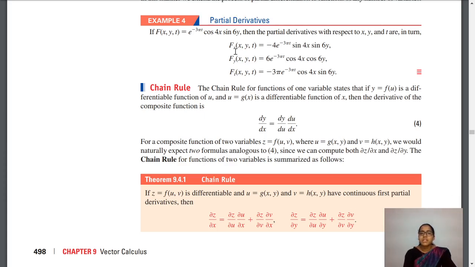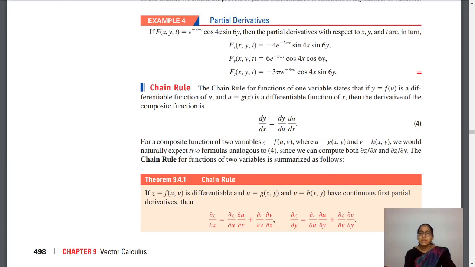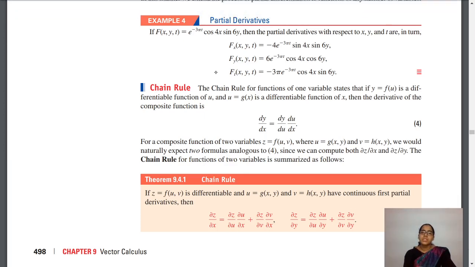So what is fx of xyt? That is minus 4 e raised to minus 3 pi t sin 4x sin 6y. Then what will be fy of xyt? It will be cos 4x, and e raised to minus 3 pi t will be treated as constant. So what is the derivative of sin 6y? It is 6 cos 6y. So the value would be 6 e raised to minus 3 pi t cos 4x cos 6y.